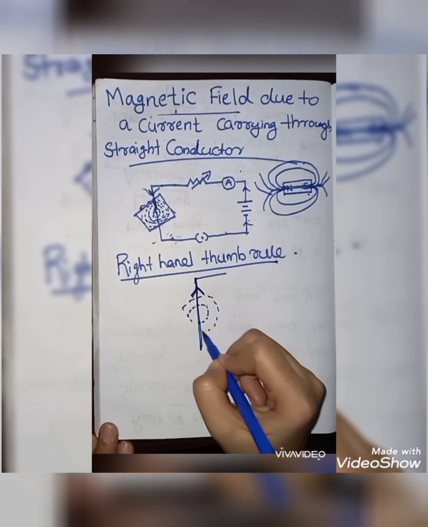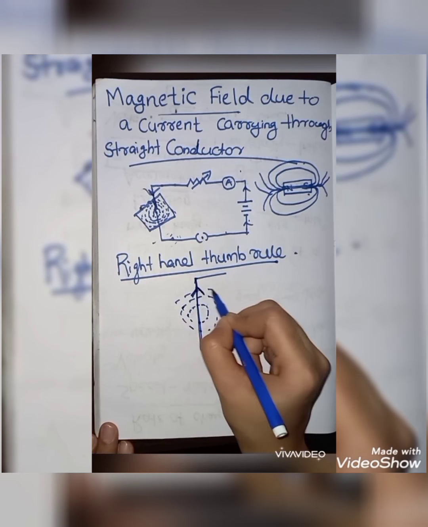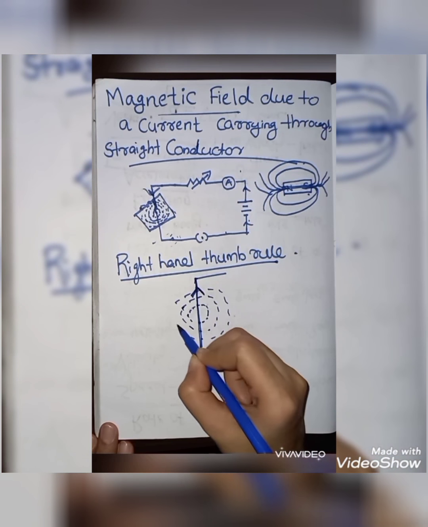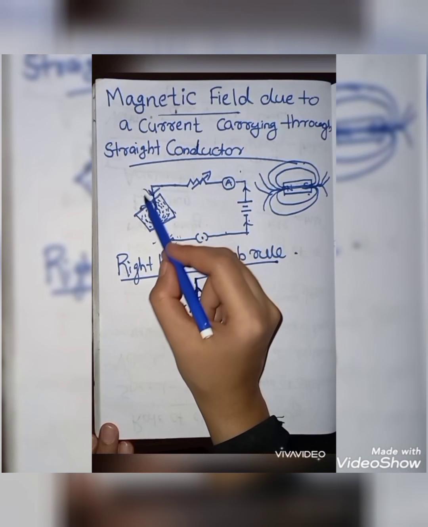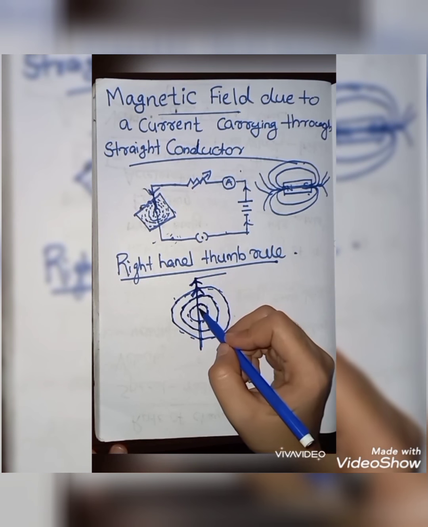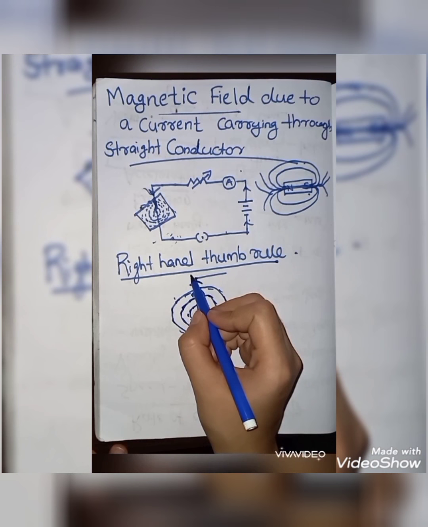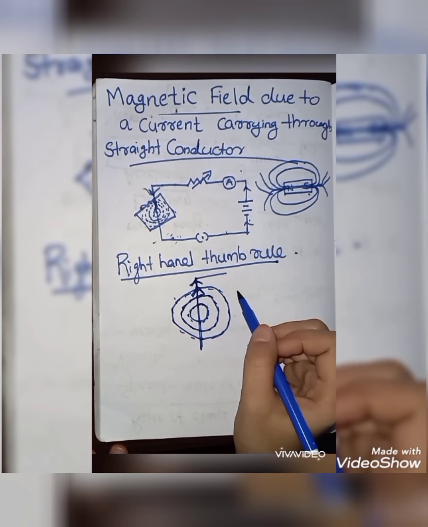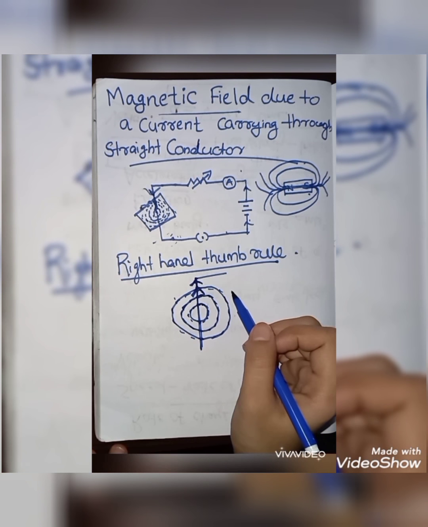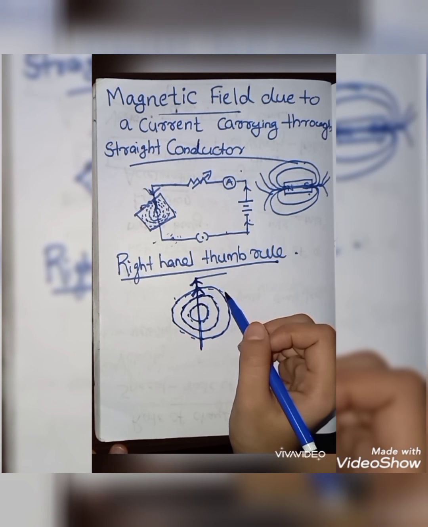This is the magnetic field. The magnetic field of this wire will be like this. We already discussed it here. Then the current passes in this direction. Then what will be the direction of these field lines? The direction of these field lines can be found by using our right hand thumb rule.